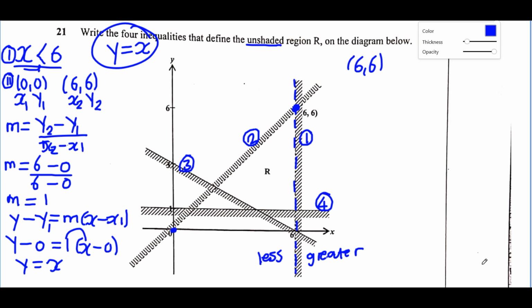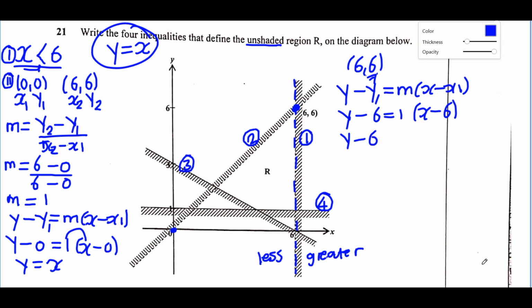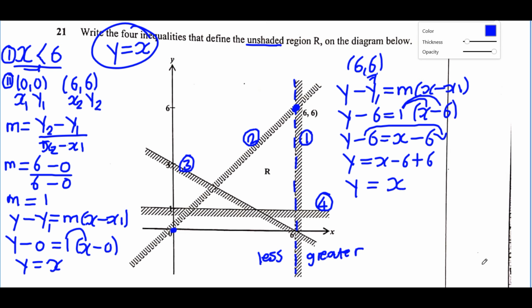Or if we want, we can find the same answer by using 6, 6. So let's try. y minus y1 is equal to gradient, open brackets, x minus x1. Our y1 will be 6, gradient is still 1, x minus x1 is 6. I'm going to expand the right side. 1 multiplied by x gives us x. 1 times negative 6 will give us negative 6. I'm going to collect the like terms. I'm going to shift negative 6 to the right side, so the sign will change from negative to positive 6. 6 minus 6 is 0. So we can see that we are still getting the same value.